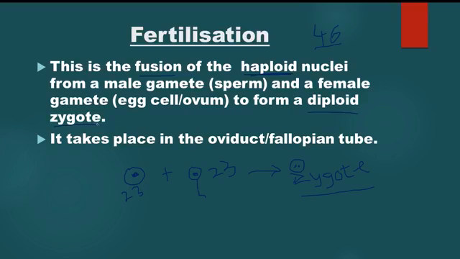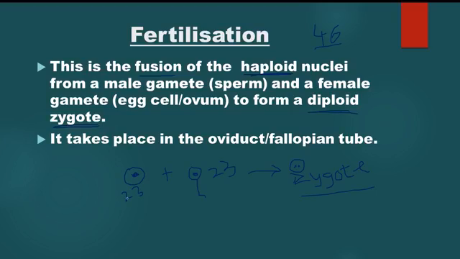I repeat, fertilization is the fusion of the haploid nucleus from the male gamete and a haploid nucleus from a female gamete to form a diploid zygote. So we have a diploid zygote there. Those are the key areas that we'll be looking at when I'm marking that question.